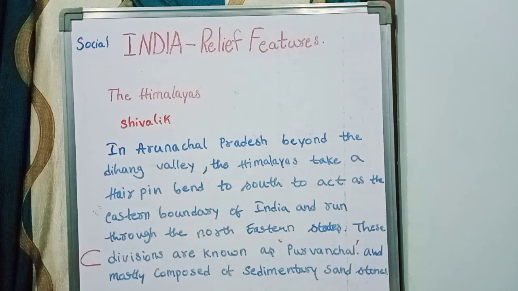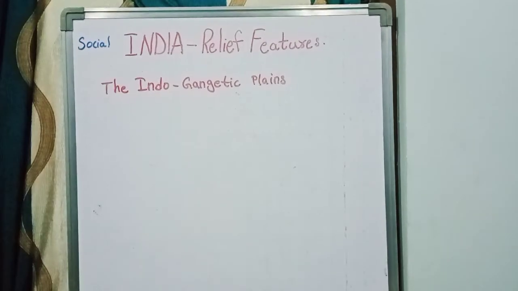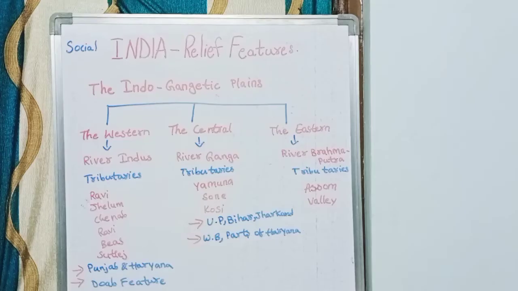For this we have some examples. Purvanchal is also known as Patkai Hills, Naga Hills, Manipuri Hills, Khasi and Mizo Hills. Purvanchal is called by different names in different regions. The Himalayas is completed. Now we will go to the Indo-Gangetic Plains.